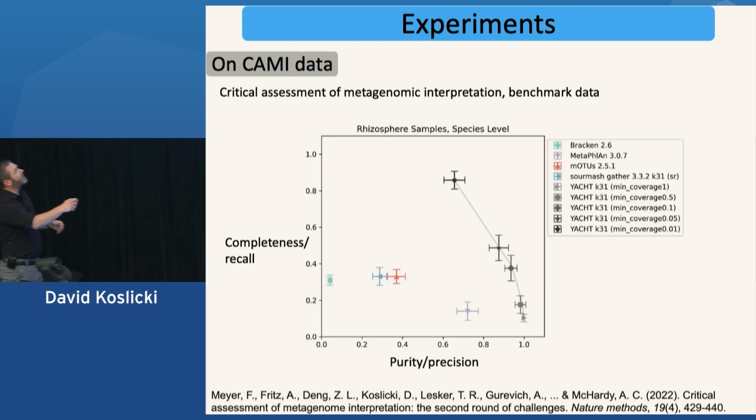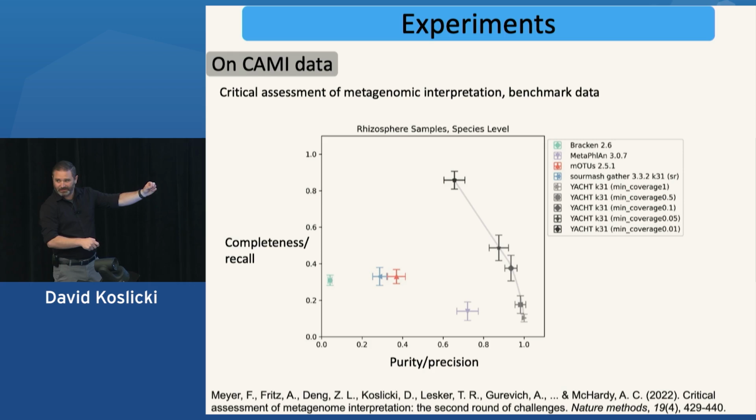So here's a rhizosphere sample, just a few different tools, and then these are versions of YACHT as I move my minimum coverage from very large to small. And you can see that as you move your minimum coverage down to lower and lower, you have to see fewer and fewer fraction of those unique k-mers to say that's in my sample.